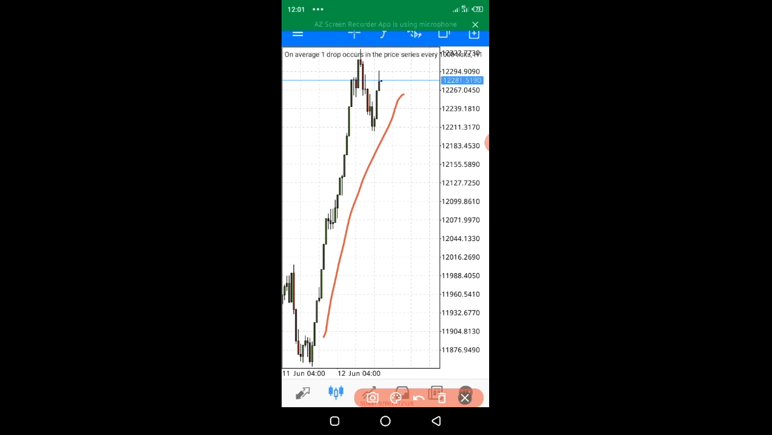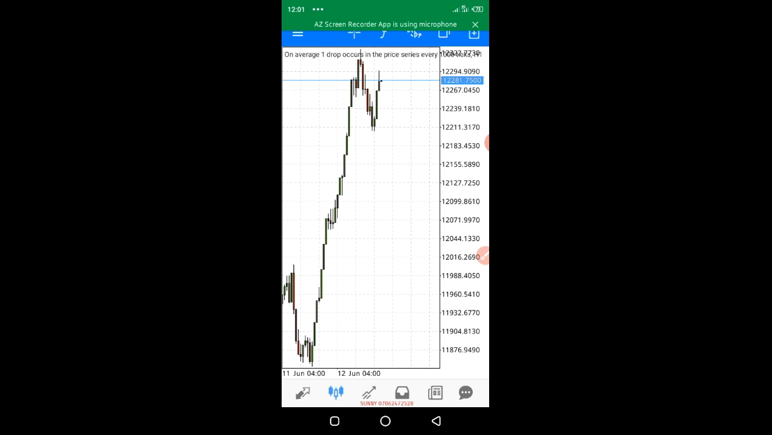I'm going to make a video on how to spot a trend, but by looking at it, you know that this is a buy market. It has been buying for hours. Now I'm going to tap my screen to insert just two indicators.